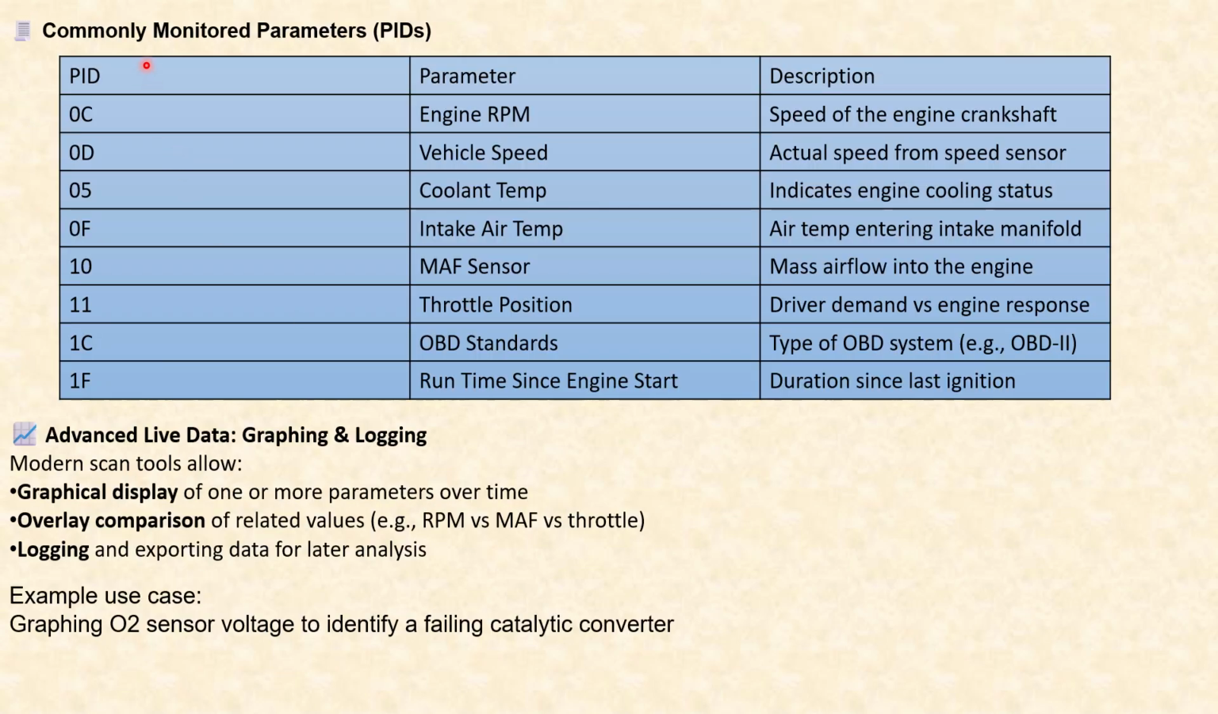Now let's see the common monitored parameters, common monitored PIDs. The various PIDs are mentioned here on the left side of the table, and the parameters are RPM, vehicle speed, coolant temperature, intake air temperature, manifold air flow sensor, throttle position, OBD standards, and runtime since the engine start. When it comes to description, engine RPM means speed of the engine crankshaft, and vehicle speed is the actual speed from the speed sensor.